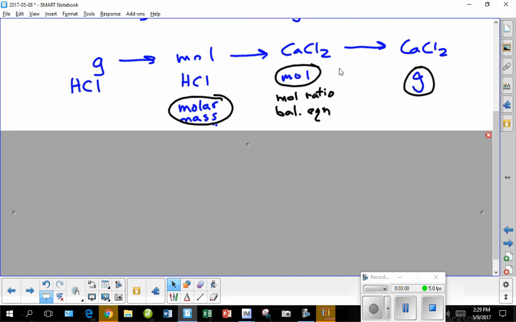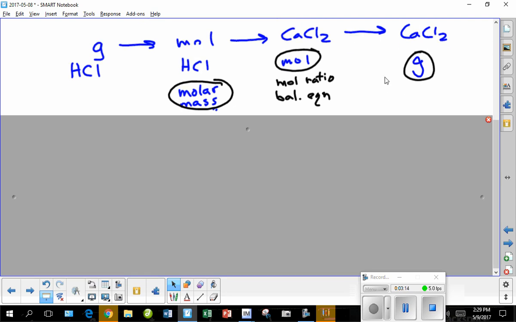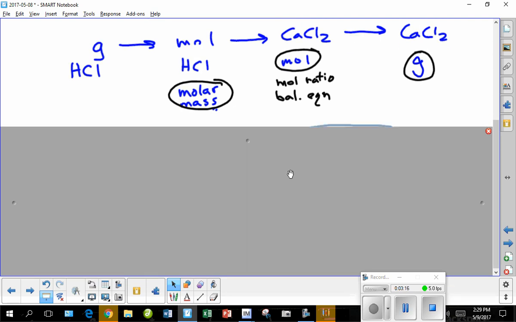And this guy gets converted to this guy using the mole ratio in the balanced equation. Oh, I'm sorry, this guy to this guy is the mole ratio in the balanced equation. And then the calcium chloride to here, where do we get that? That's the molar mass, right? And I should say molar mass over here again.